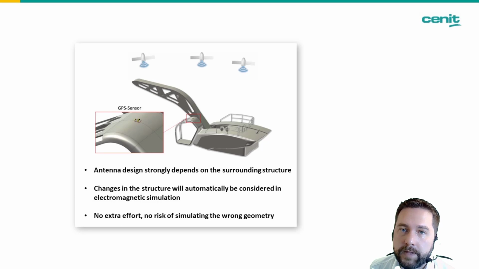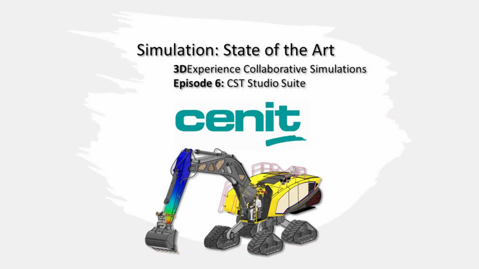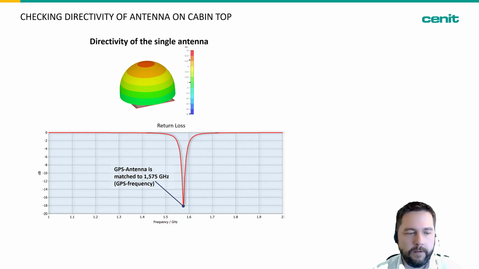So let's have a look how we can use CST Studio Suite there and what will be the influences that could be a risk for us. So here is the example. This is the GPS antenna in a pure state on the table. So we have a good directivity to the top. We also have a good matching with a frequency of 1.5 gigahertz, which is the GPS frequency.